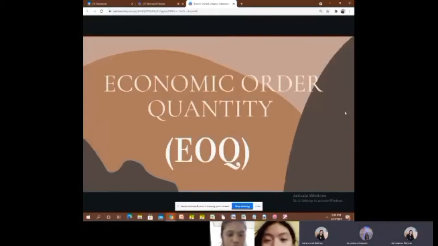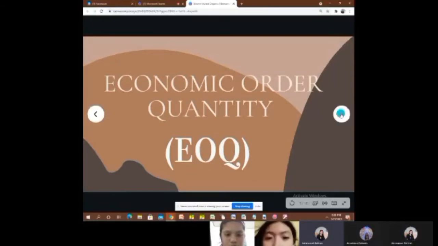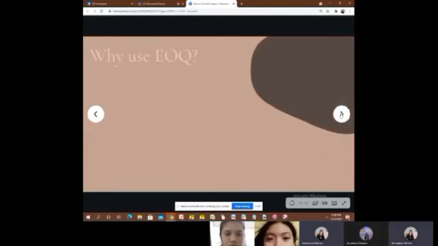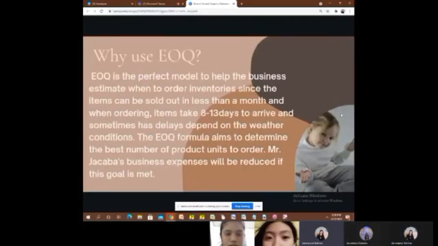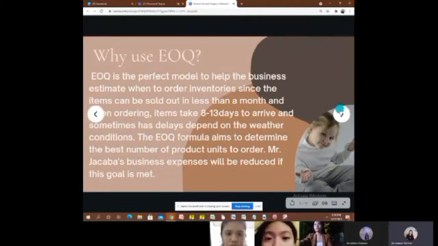So the mathematical tool to be used in Mr. Hakaba's business is economic order quantity. So why use EOQ? EOQ is the perfect model to help the business estimate when to order inventories since the items can be sold out in less than a month and when ordering, items take 8 to 13 days to arrive and sometimes have delays depending on the weather conditions.